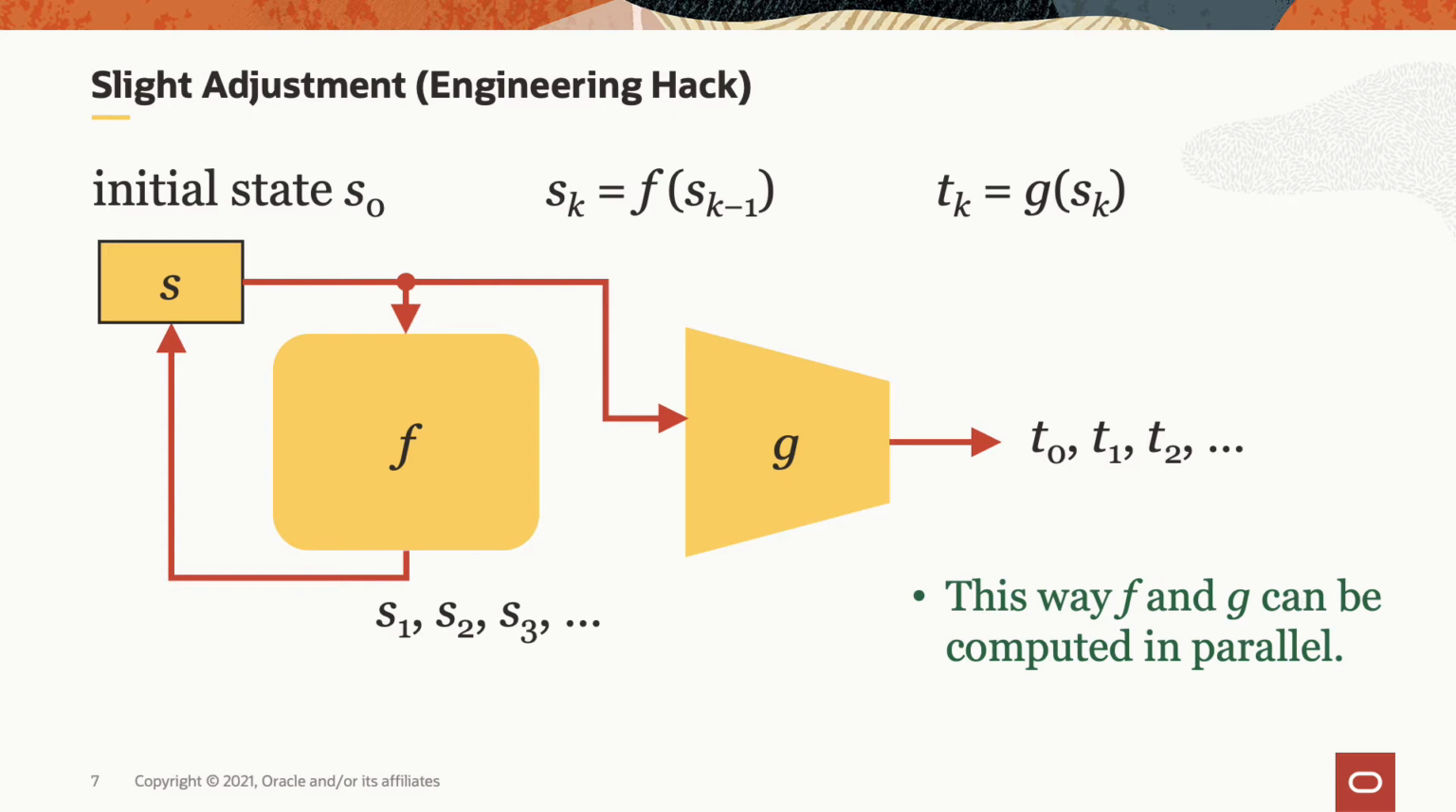On this slide, we make a slight adjustment to the algorithm. It's kind of an engineering hack. Rather than taking the output of f and feeding that as the input to g, instead g takes the state directly. This is a trick that allows f and g to be computed in parallel. As a result, g computes a sequence of values t0, t1, t2, rather than t1, t2, t3. But it doesn't matter because the overall sequence of states is a cycle.